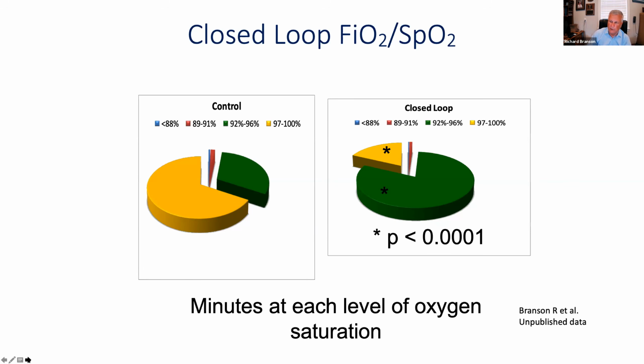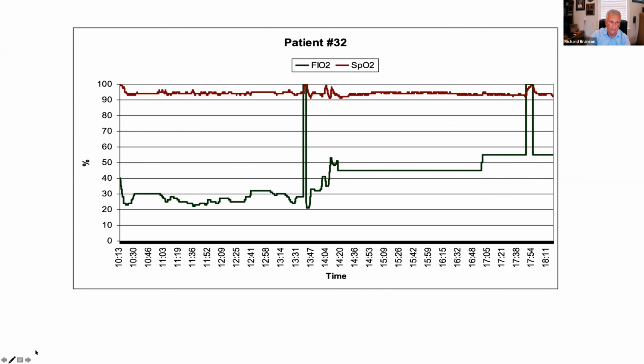But closed loop FiO2 is just like going to the wall and setting the thermostat. You always want it to be 70 degrees, and it's always 70 degrees. You don't have to worry about it. And I'll just show you another picture.